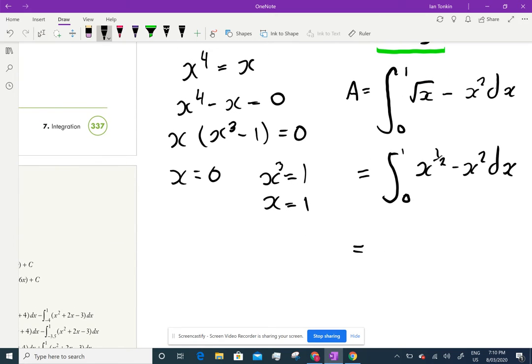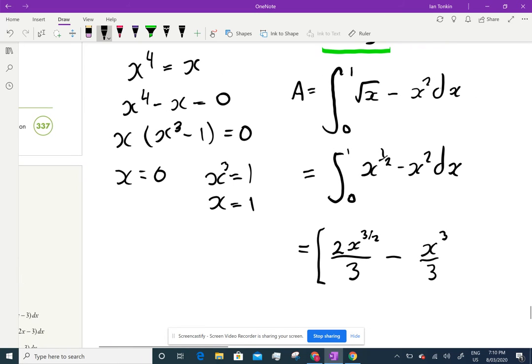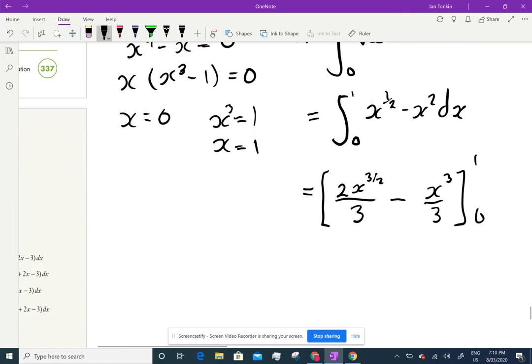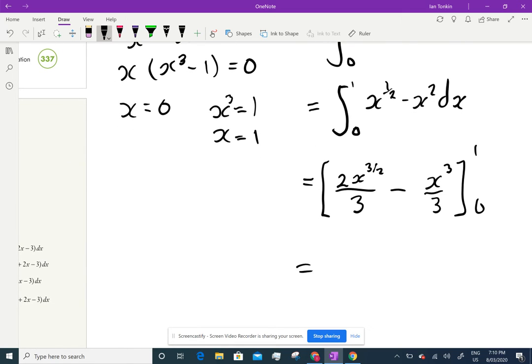Righto. So x to the half, add 1 to the power, 3 on 2, and then divide by that. Well, if I divide by 3 on 2, I'm multiplying by 2 on 3. So 2x to the 3 on 2 over 3. Minus, add 1 to the power, x cubed, and divide by that 3. Between 1 and 0. So this is going to be really easy because 1 to the power of anything is itself. So I get 2 times 1 to the power of 3 on 2 over 3, minus 1 cubed on 3.